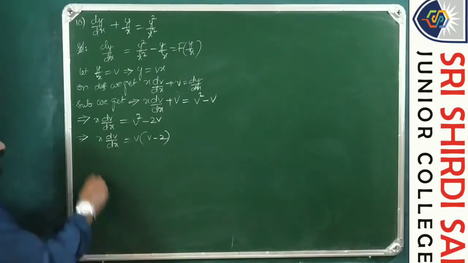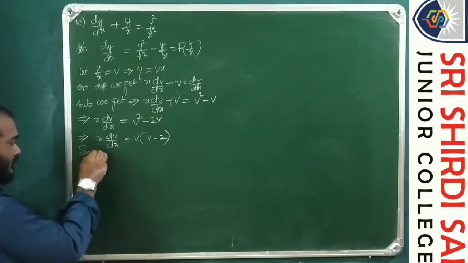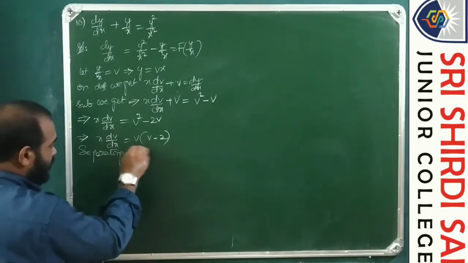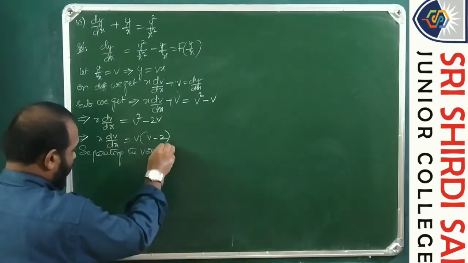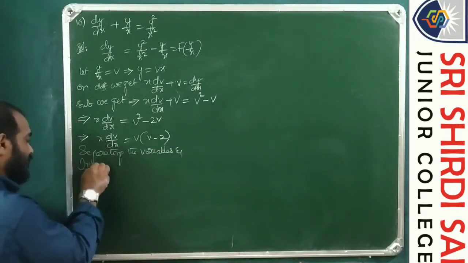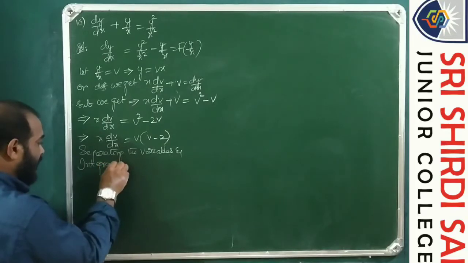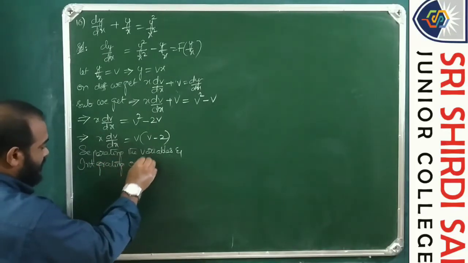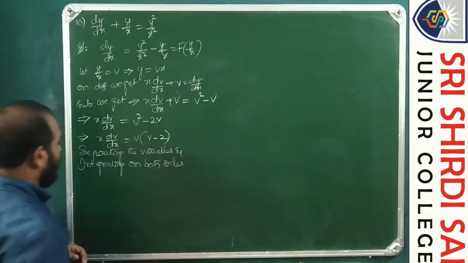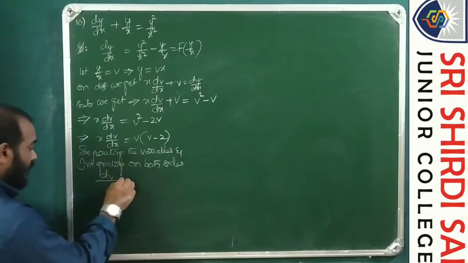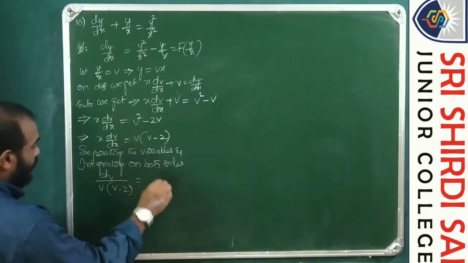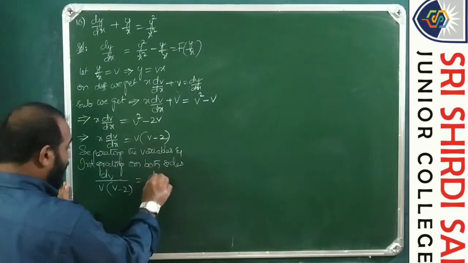Now, separating the variables and integrating on both sides, then this is dv by v into v minus 2 is equals to dx by x.